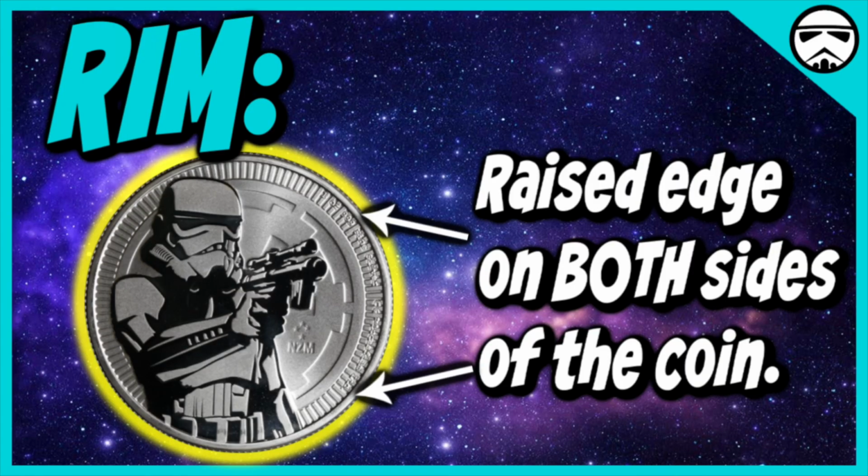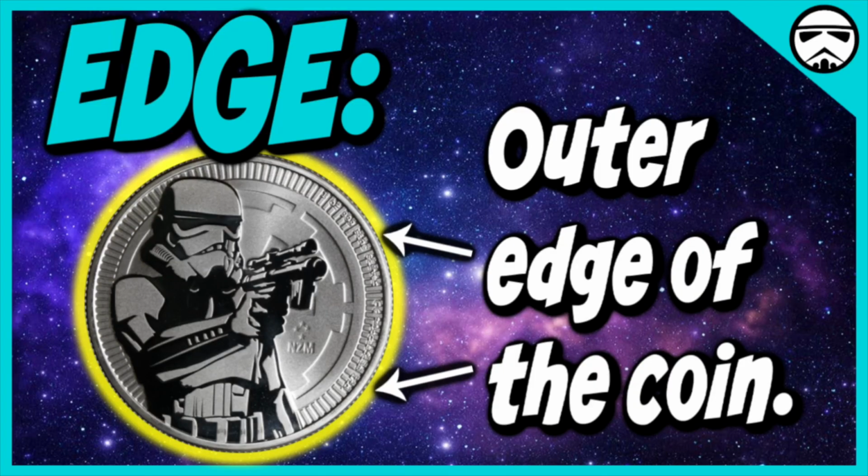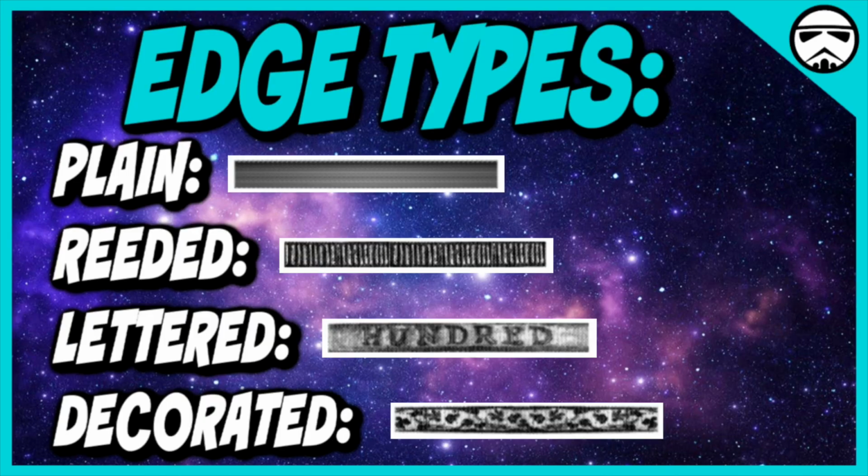The next term, not to get confused with another term which you'll know in just a second, is known as the rim. The rim is the raised edge on both sides of the coin. Don't get that confused with the edge. The edge is the outer border of a coin. There are 4 types of edges which are typically found on different coins and rounds. You've got the plain, which is basically just plain, nothing. You've got reeded, which looks like a whole bunch of lines, or sometimes you can feel them with your thumb, those little raised edges all along it. You've got lettered, and then you also have decorated.